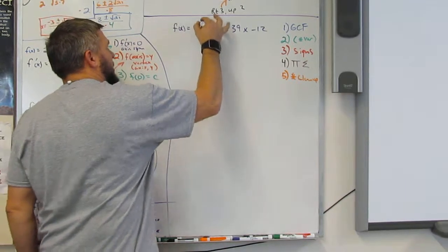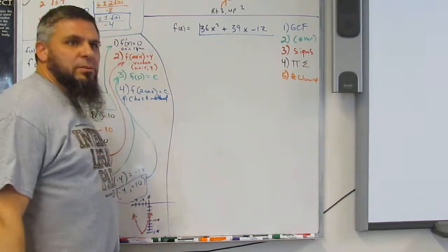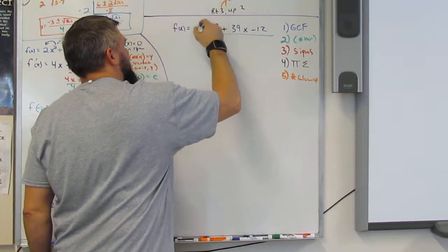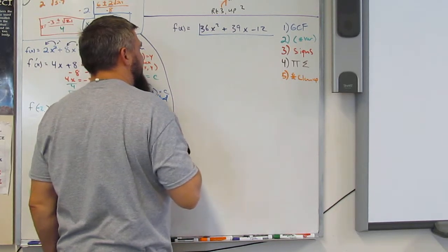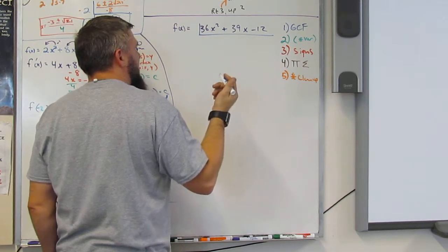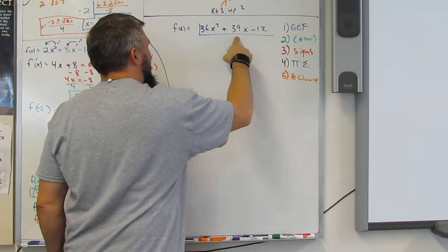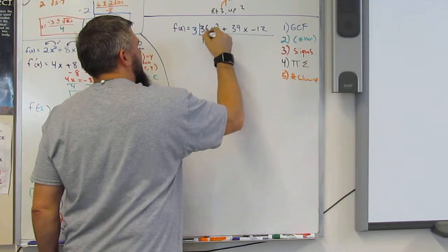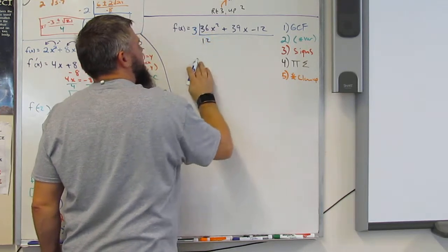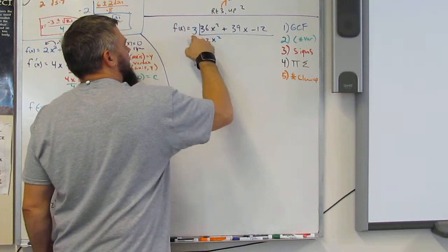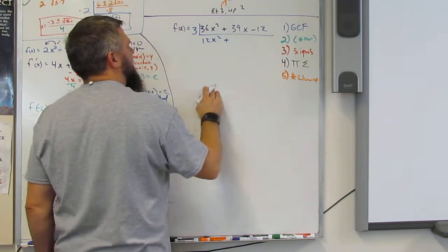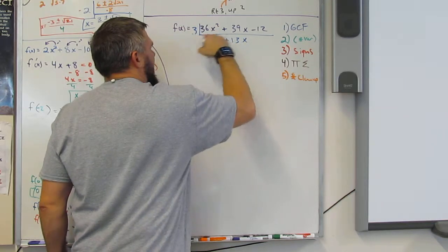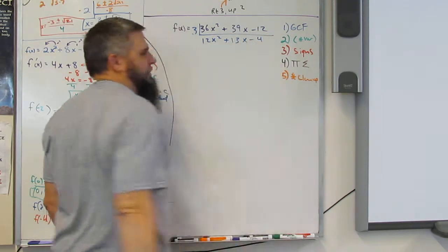Remember, the GCF is always an upside down division. We use our primes. 2 goes into all of these. No, 2 won't get into this, so 3. 3 goes into 36, looks like 12 times. 3 goes into 39, it looks like 13 times. And 3 goes into negative 12, 4 times.